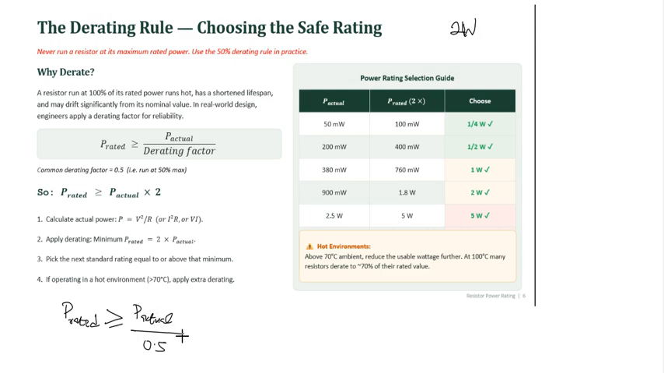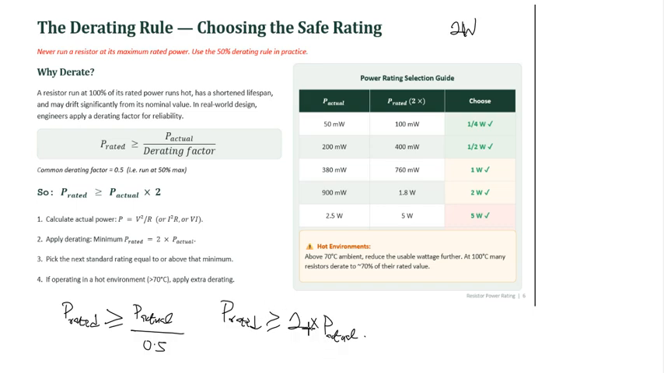You can see that if we do this, this is like saying the rated power now should be greater than or equal to 2 times the actual power, because any figure over 0.5 is like 2 times that figure.